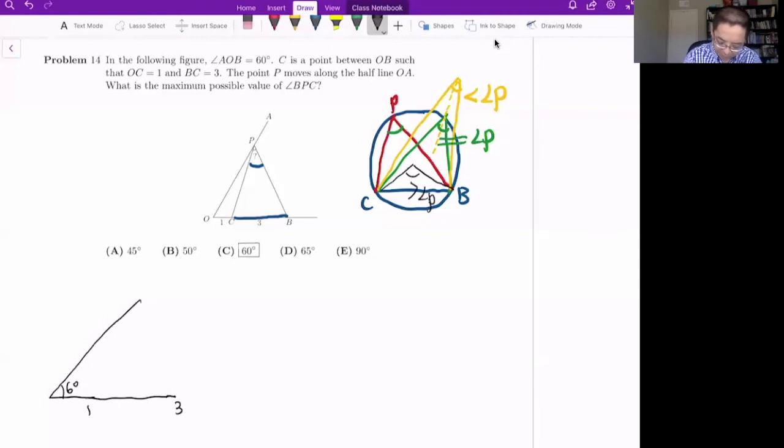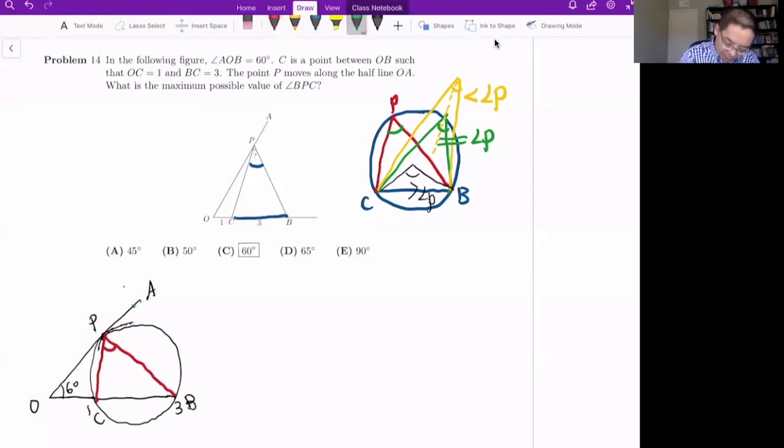So then you see, it looks like I should find a circle that's tangent to this half line. And if this is P, this is O, this is a half line, this is C and this is B. Now, if it's a tangent, then this one is going to be the largest. Let's see why. Because if I draw that, this is the angle.